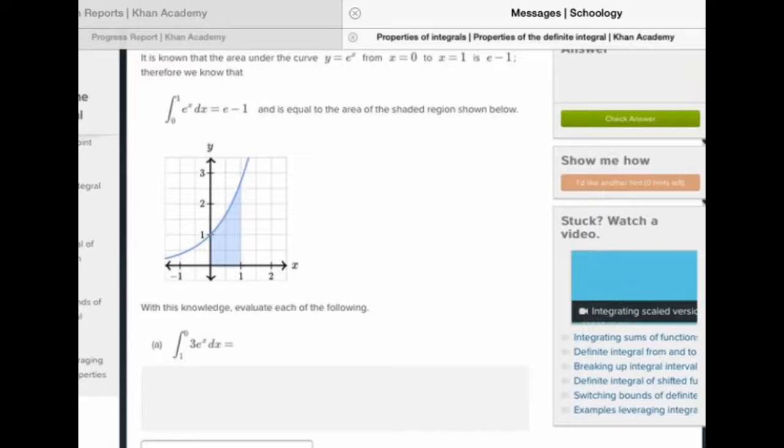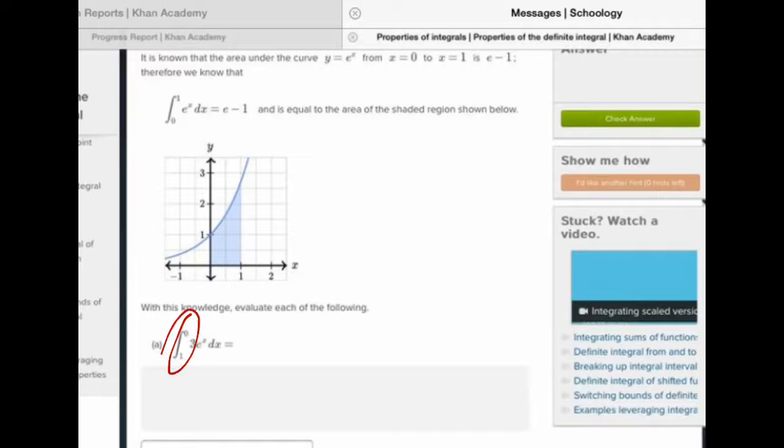All right, so the integral from 0 to 1 of e to the x is e minus 1. That's the area, this blue area. So very good. Okay. With this knowledge, evaluate each of the following integrals.